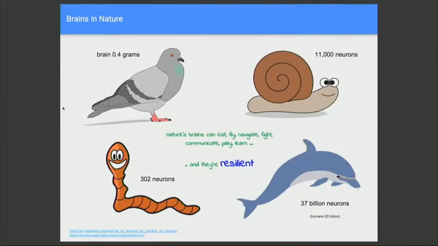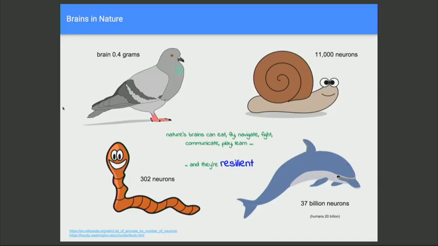It's quite chunky. And yet, a pigeon, which has a brain of 0.4 grams, can fly, it can learn to eat, it can communicate, it can learn to do new tasks. That's really important. A snail's got 11,000 neurons. That's not a lot, really. With big data technologies, we can store huge amounts of data structures, and these things have just 11,000. This worm has 302 neurons. I'm sure I can fit that in a micro:bit.